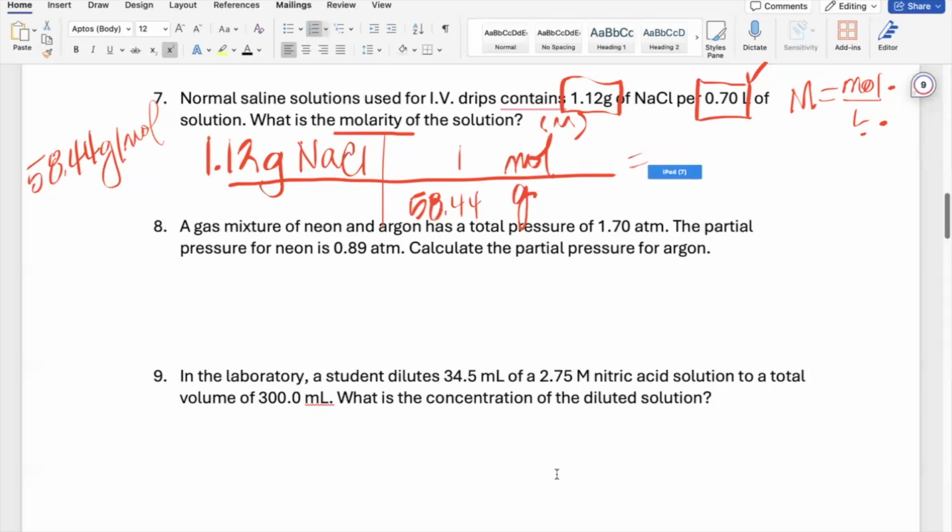And then we calculate 1.12 divided by 58.44 equals 0.019. We'll round to 2 moles. All right, so now I have moles and I was given liters, and now I can finally go plug these in to my big M, moles over liters. So I'm going to change to blue here because we're getting kind of messy.